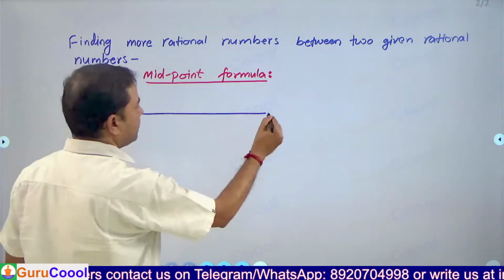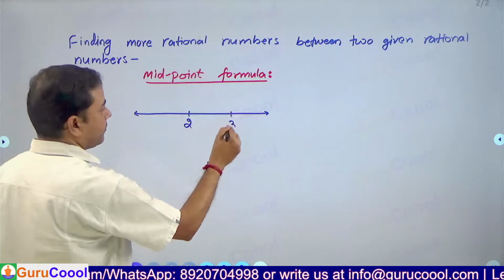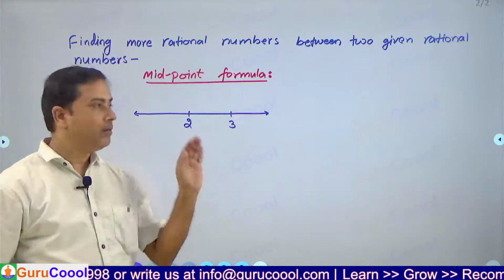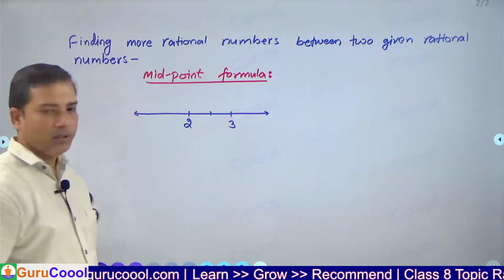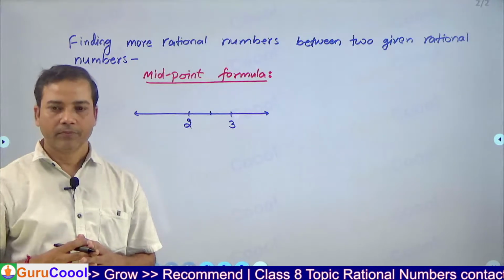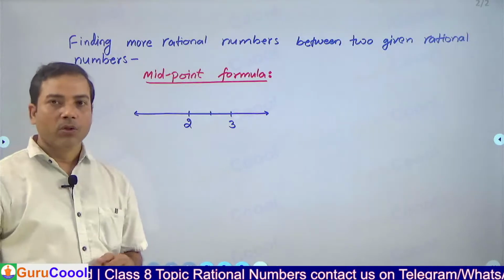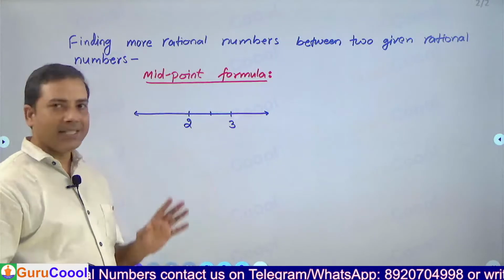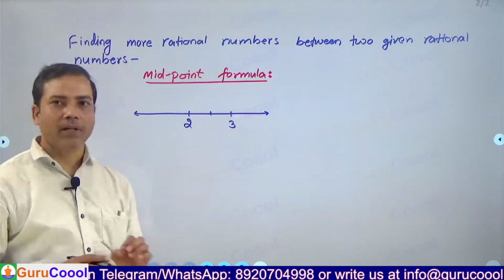On the number line, suppose we have two numbers 2 and 3. Can you guess what is exactly the mid number between 2 and 3? 2.5. 2.5? Sure? Yes. That's good. So let us see how we find it mathematically. We could guess it easily because those numbers were very close to each other.